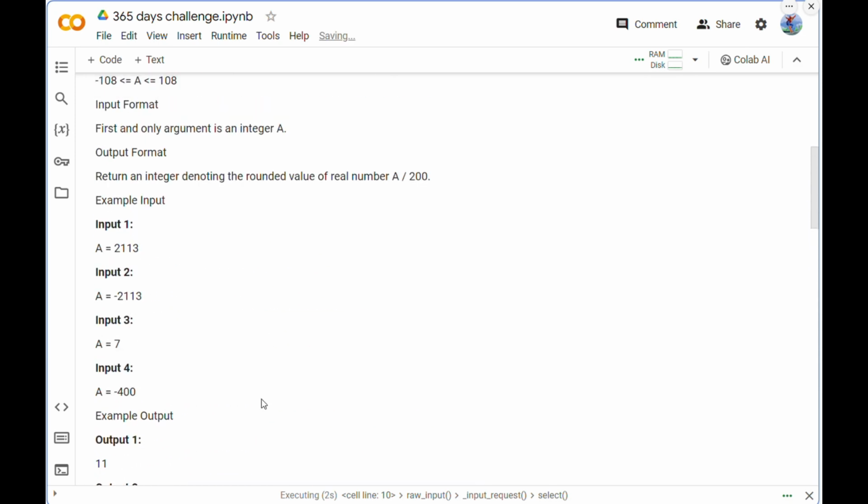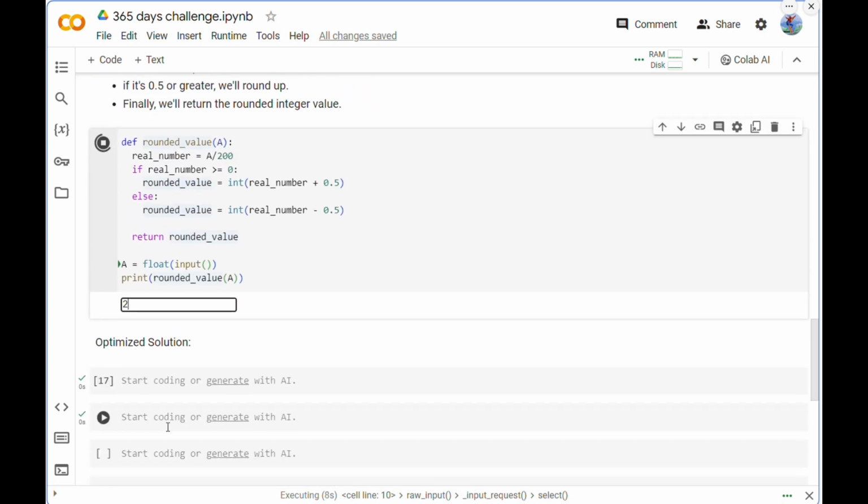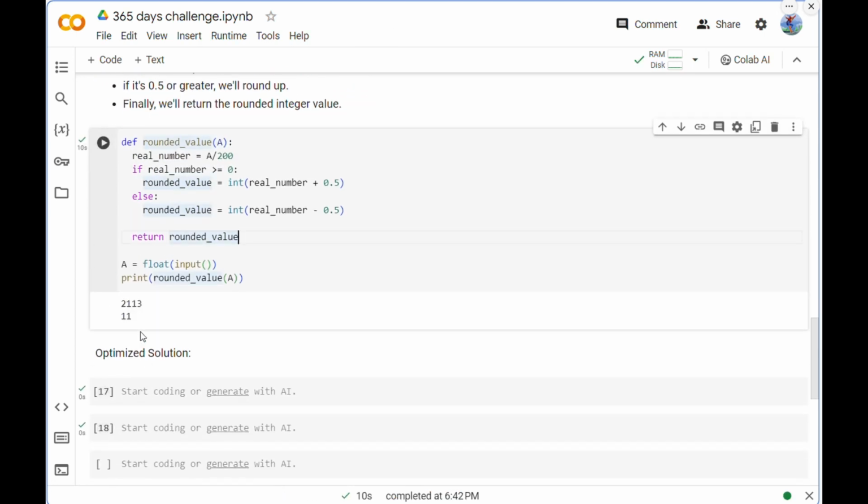So our input is 2113 and the output is 11. Let's try to give a negative value. If we give negative 2113, then we will get minus 11. So this program is working.